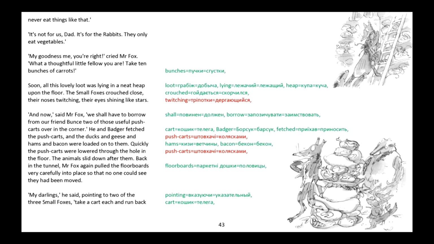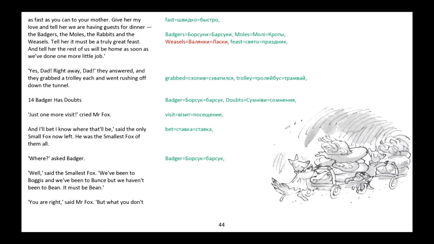Back in the tunnel, Mr. Fox again pulled up the floorboards very carefully into place so that no one could see that they had been moved. "My darlings," he said, pointing to two of the three small foxes, "take a cart each and run back as fast as you can to your mother. Give her my love, and tell her we are having guests for dinner, the badgers, the moles, the rabbits, and the weasels. Tell her it must be a truly great feast, and tell her the rest of us will be home as soon as we've done one more little job." "Yes, Dad, right away, Dad," they answered, and they grabbed the trolley each and went rushing off down the tunnel.